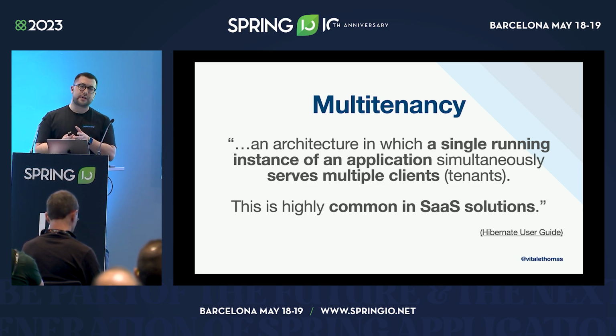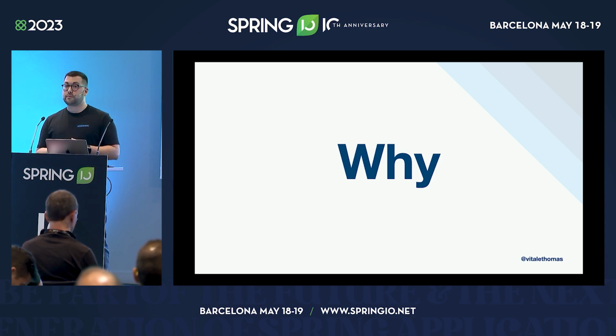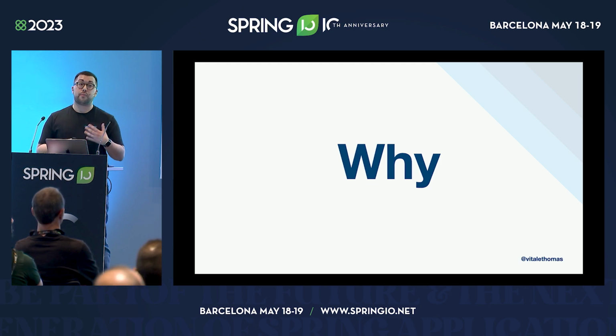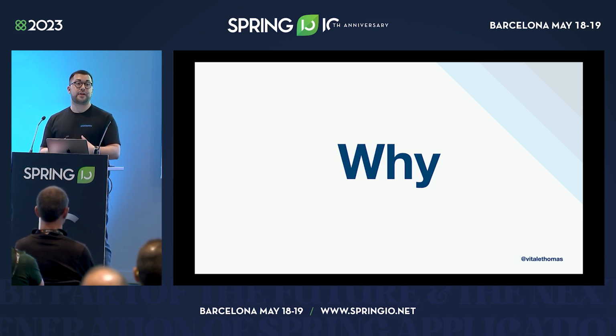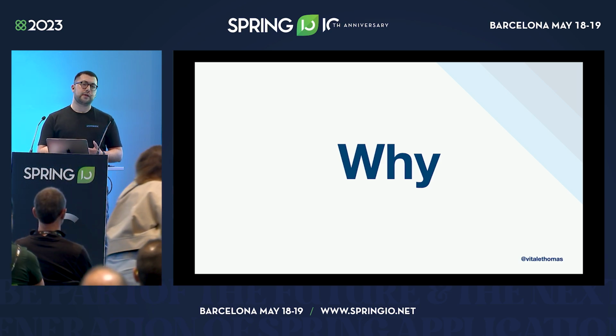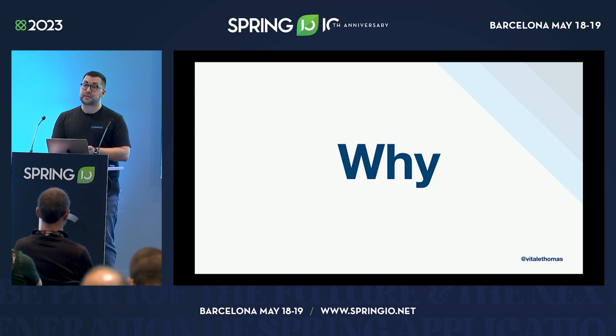And the reason why this architecture is so popular is that it allows us to optimize cost in production. With regards to operations, maintenance, and resources that we need. Because without multi-tenancy, every time we get a new customer, every time we need to serve a new tenant, we would have to spin up a different instance of our application. And that's really not scalable. So that's why we build multi-tenant applications.